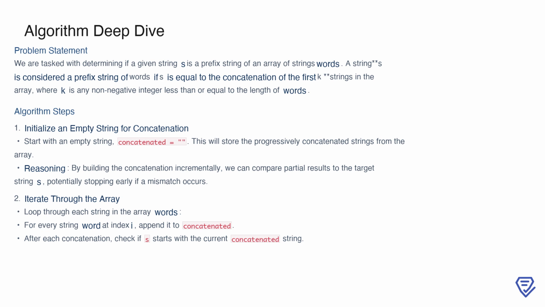We start by initializing an empty string, concatenated, which will hold the progressively built sequence. This allows us to compare intermediate results with S, providing an opportunity to stop the process early if a mismatch is detected. Then, we iterate through each string in the array, appending it to concatenated while checking if S starts with the current concatenated value at every step.